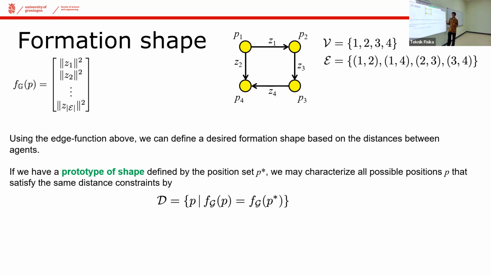And all of the shapes that we can define using edge functions is basically all of the positions defined by the set calligraphic D, defined by all of the positions in the 2D space. You can imagine 2D space from minus infinity to infinity in both directions. So all of the positions where the edge functions evaluated at those positions are the same as the edge functions defined at the prototype positions.